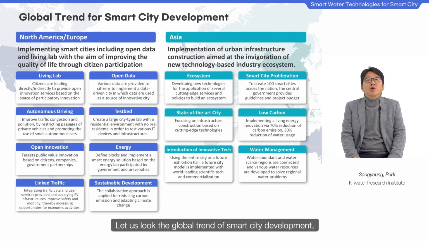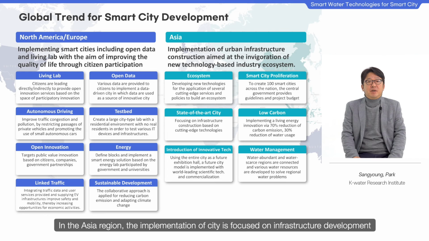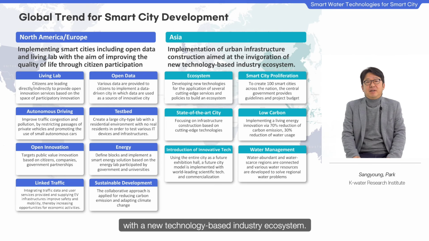Let us look at the global trend of smart city development. In North America and Europe, the implementation of smart city is focused on open data and living labs through citizen participation. In the Asian regions, the implementation of smart city is focused on infrastructure development with a new technology-based industry ecosystem.